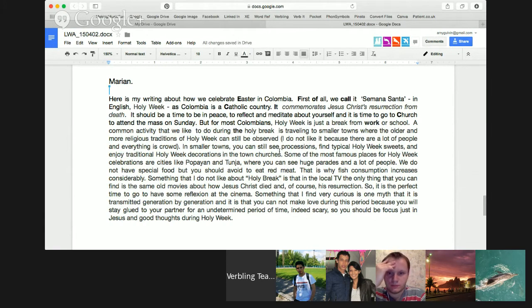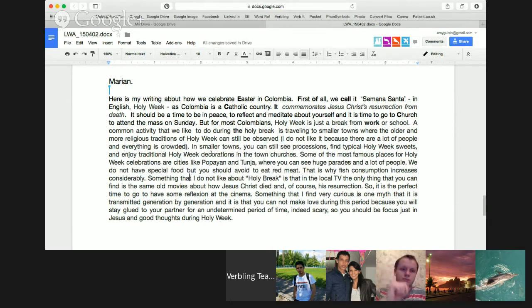Very nice sentence. I do not like it because there are a lot of people and everything is crowded. Crowd is the noun, okay? In smaller towns, you can still see processions, find typical Holy Week sweets, and enjoy traditional Holy Week decorations in the town churches. Some of the most famous places for Holy Week celebrations are cities like Popayan and Tunja, where you can see huge parades and a lot of people.